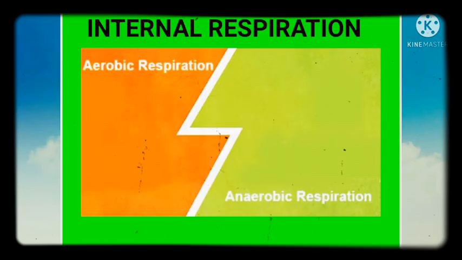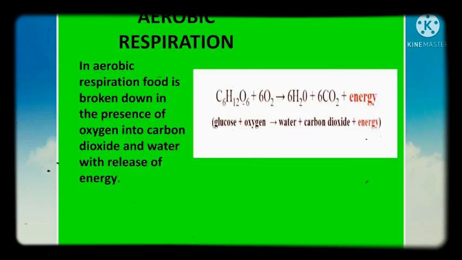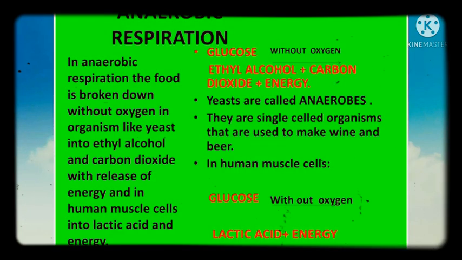Internal respiration is of two types: aerobic respiration and anaerobic respiration. In aerobic respiration, food is broken down in the presence of oxygen into carbon dioxide and water with release of energy. In anaerobic respiration, the food is broken down without oxygen in organisms like yeast into ethyl alcohol and carbon dioxide with release of energy, and in human muscle cells into lactic acid and energy. Yeasts are called anaerobes. They are single-celled organisms that are used to make wine and beer.